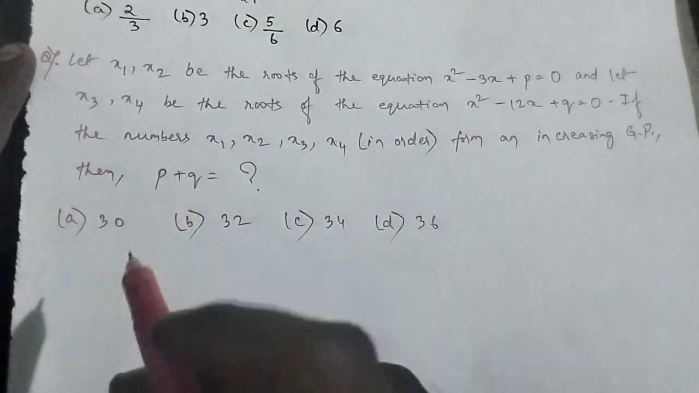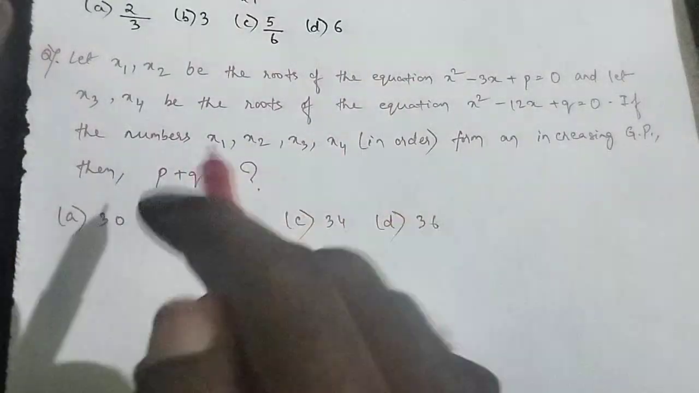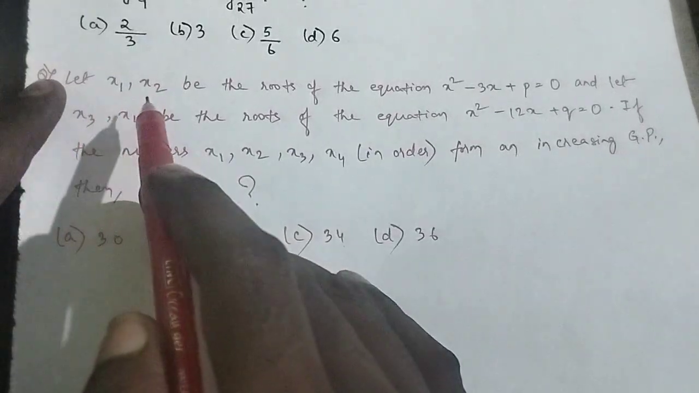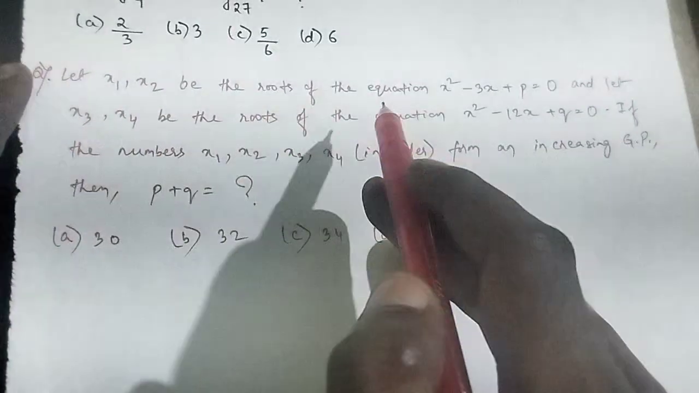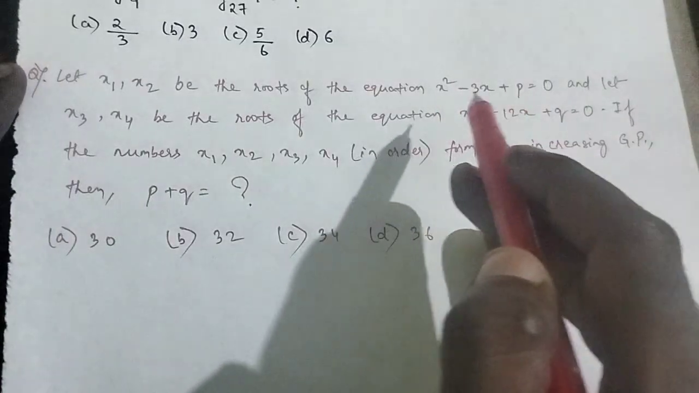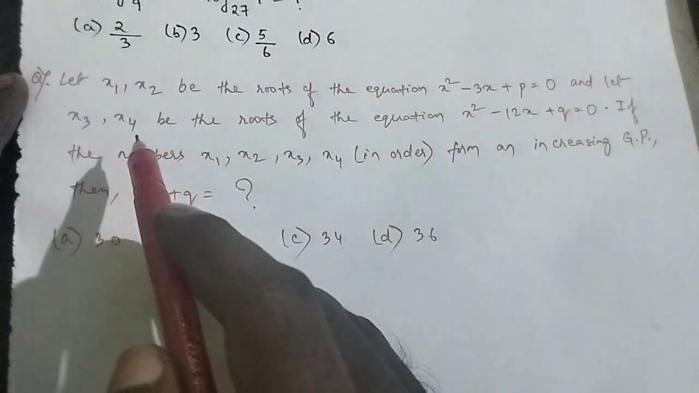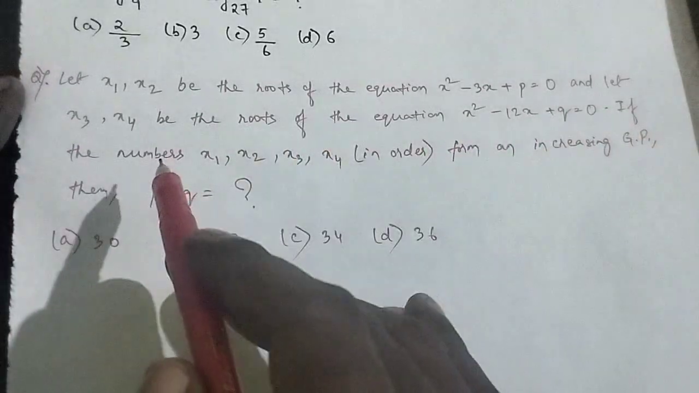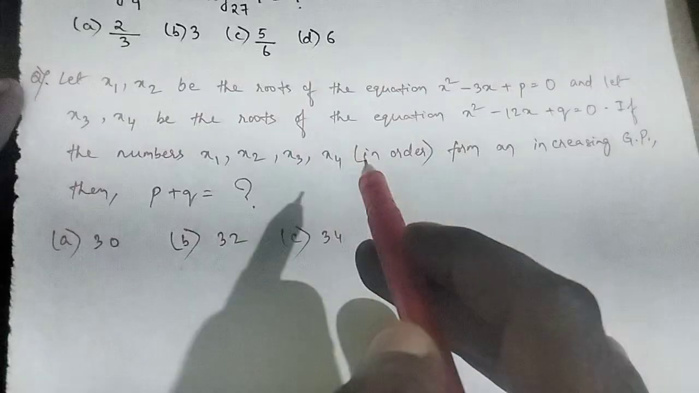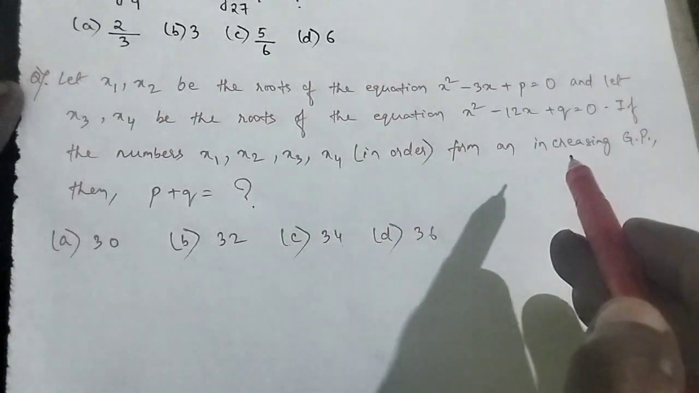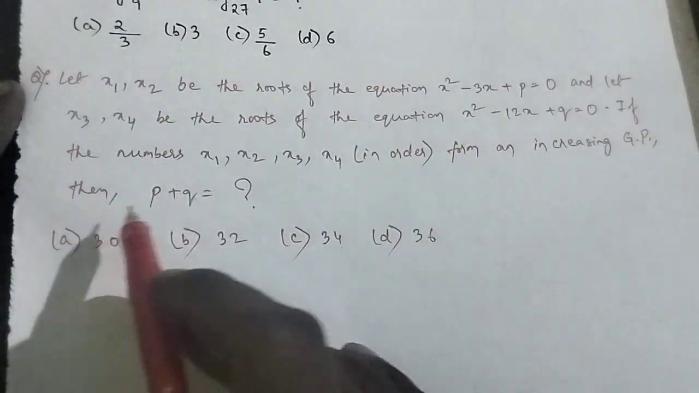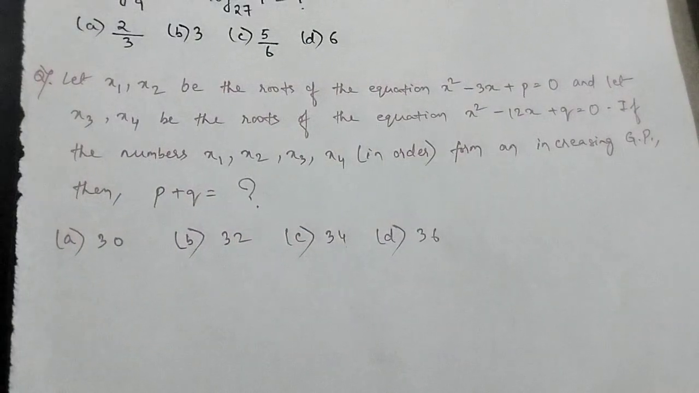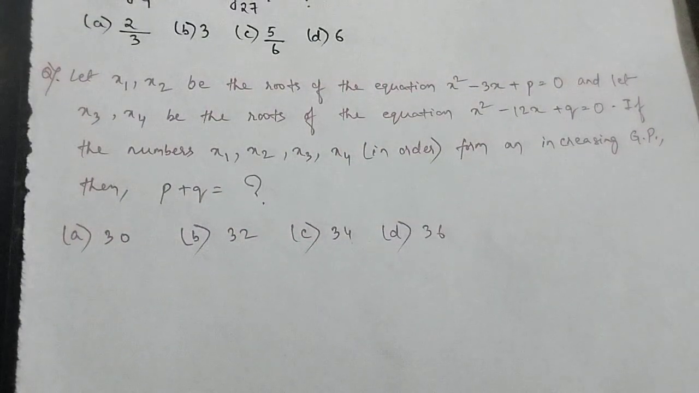What is the value of p plus q? Let's read the question again. Let x1 and x2 be the roots of this equation. This is the equation, okay? And let x3 and x4 be the roots of this equation. So if the numbers x1, x2, x3 and x4 form an increasing geometric progression, then p plus q is equal to question mark. Clear? So now I will do the solution. Watch it very carefully.